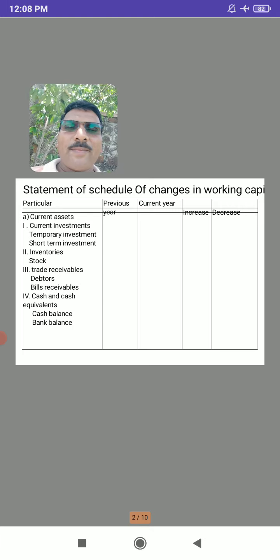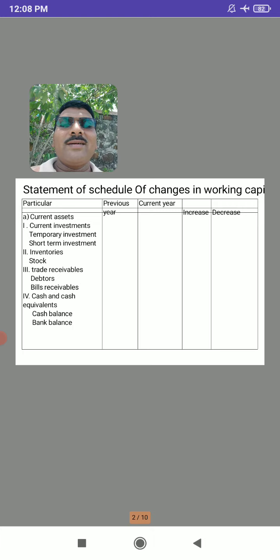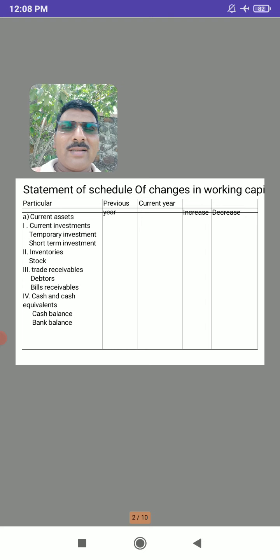Next, trade receivables, that is the debtors and bills receivable. All this data will be given in the balance sheet in the problem. You just have to pick it up and write it very neatly and regularly, and arrange it properly. First you take current assets. Under that you write current investments, and under current investments, temporary investment and short term investment, if it is given in the balance sheet or in the problem. Then only you have to write. Otherwise there is no question of writing all these things.